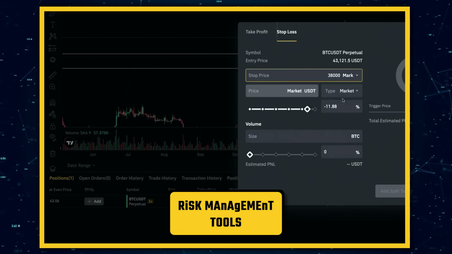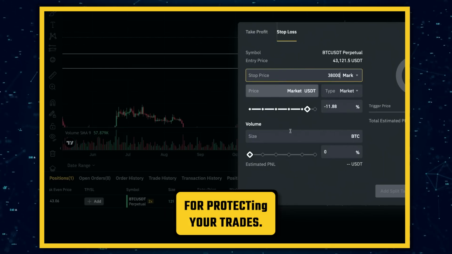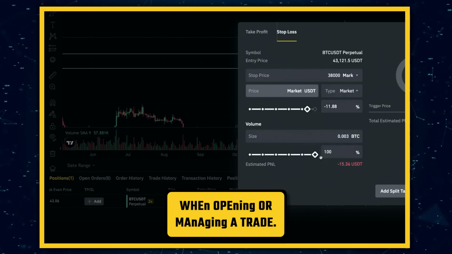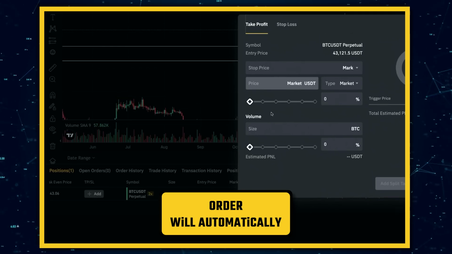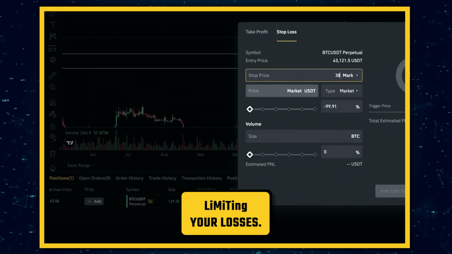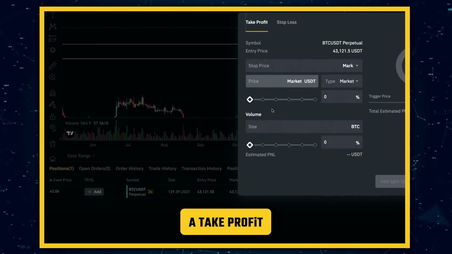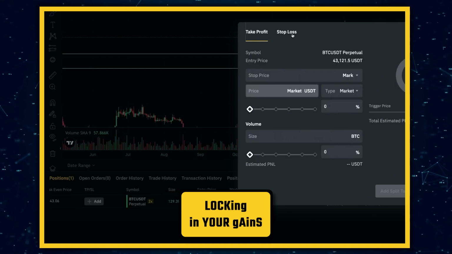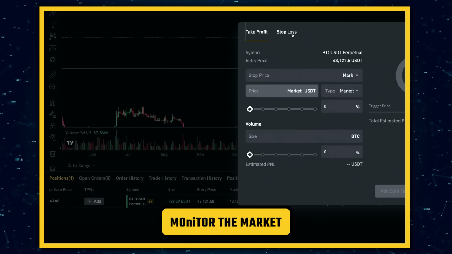Bybit also offers risk management tools that are essential for protecting your trades. You can set stop loss and take profit orders when opening or managing a trade. A stop loss order will automatically close your position if the market moves against you by a certain amount, limiting your losses. A take profit order ensures that your trade closes once your profit target is reached, locking in your gains without you needing to constantly monitor the market.